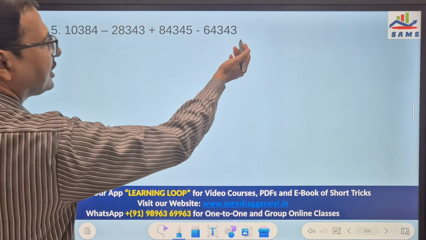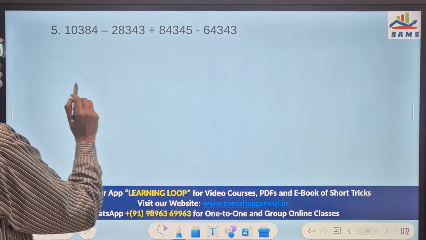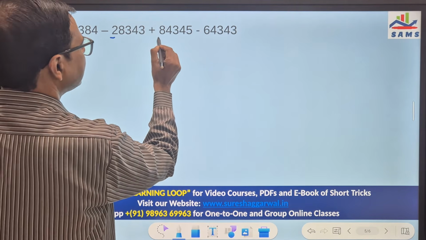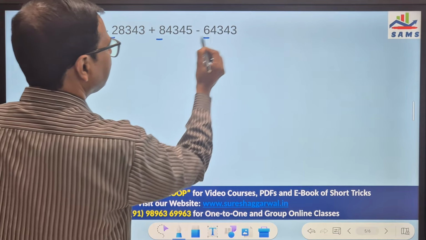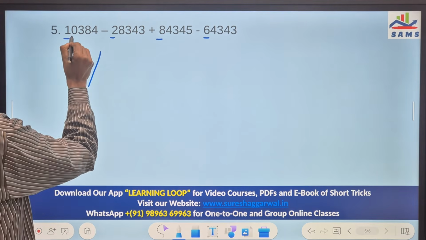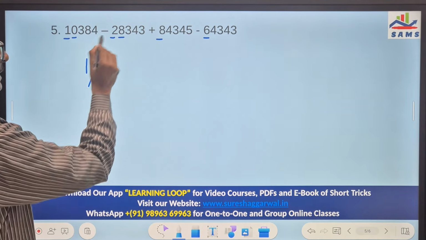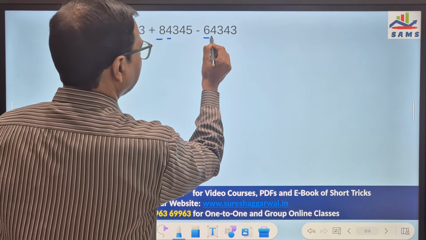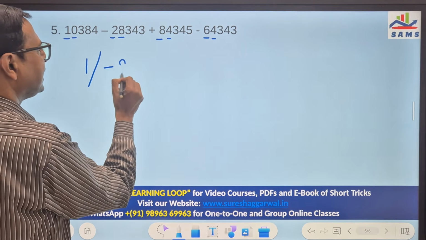Here we have 5-digit numbers, all 5-digit numbers. So let's start with the first one. 1 minus 2 is minus 1. Minus 1 plus 8 is 7. 7 minus 6 is 1. 0 minus 8 is minus 8. Minus 8 plus 4 is minus 4. Minus 4 minus 4 is minus 8.